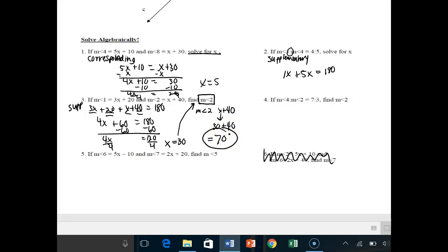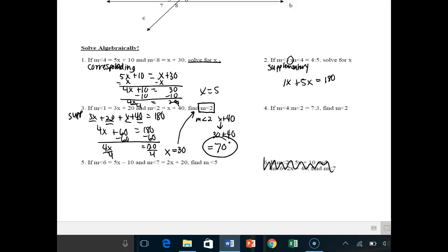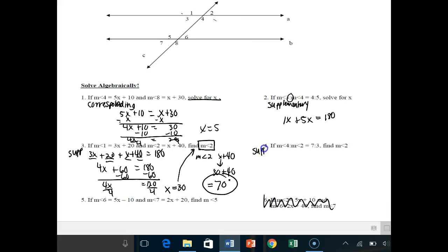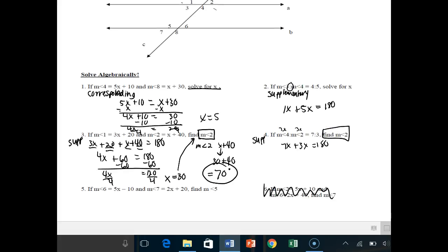I'll help you set up 4, and then you'll solve. So 4 and 2, again, that's a supplementary relationship, and they have a ratio this time of 7 to 3. So this is going to be 7x plus 3x is equal to 180, and this is the 3x and this is the 7x. And again, they want you to find the measure of angle 2, so not just solve for x, you got to plug back in.